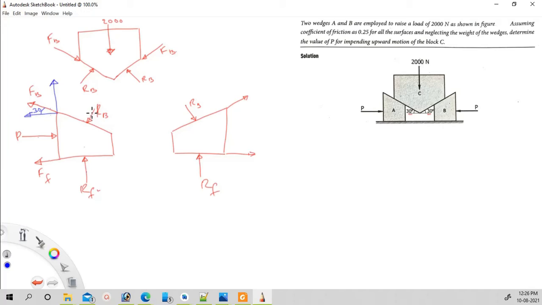Then what about this one, RB? RB will also have components like this: a horizontal component and a vertical component. And this angle will be 30 degree. If you look at the geometry itself, you can see that this will be 30 degree. Okay, so this component will be the cos component and this component will be the sine component. Here, this component will be cos and this will be sine.